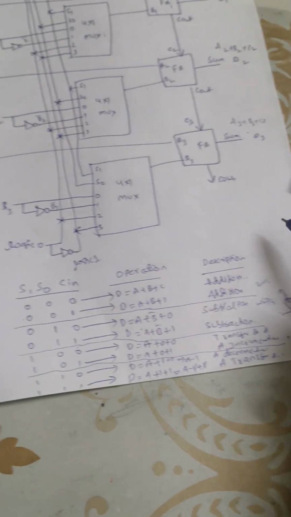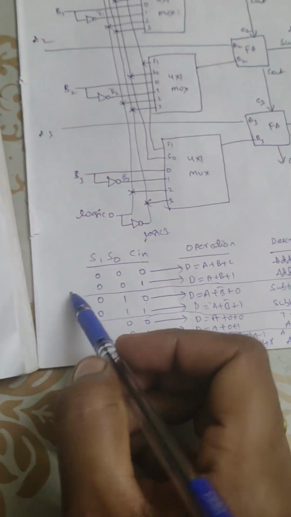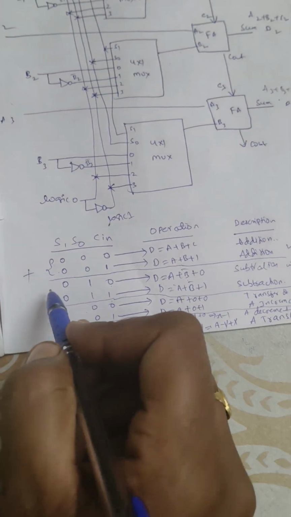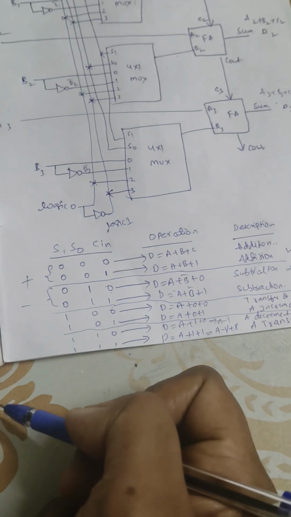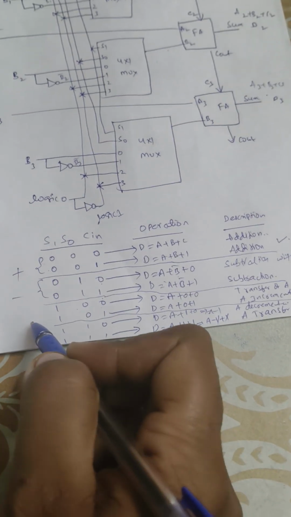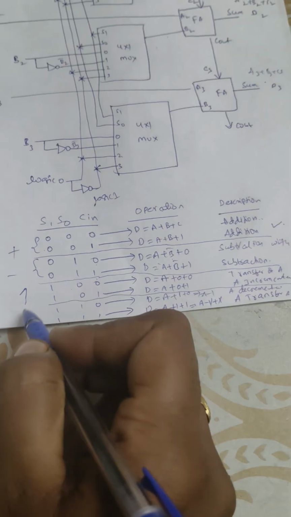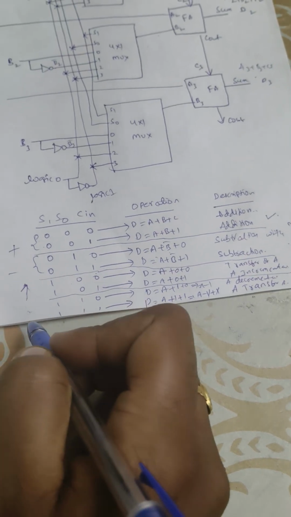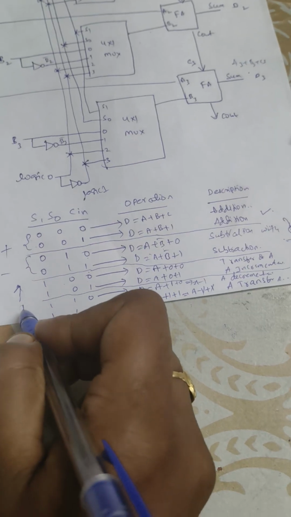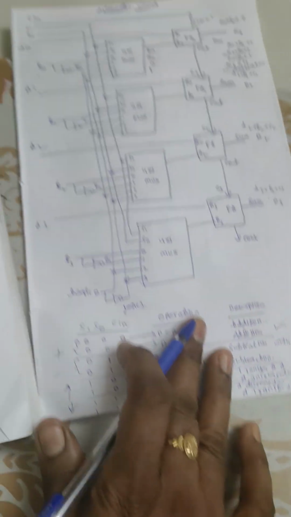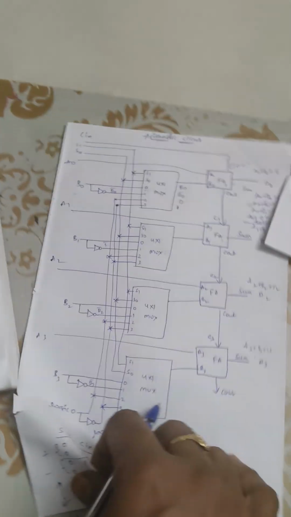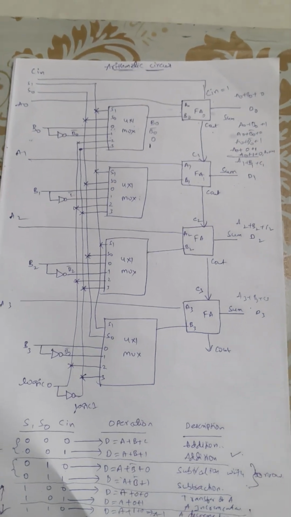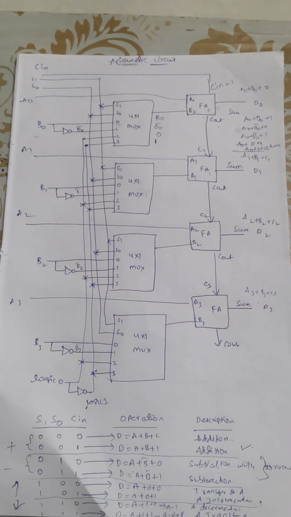So here, based upon the selection lines, if the selection lines are 0 0, we are getting an addition operation, 0 1 subtraction operation, 1 0 with carry 1 increment operation, and 1 1 with carry 0 we are getting a decrement operation. So a circuit which can perform all these operations is known as an arithmetic circuit. Thank you.